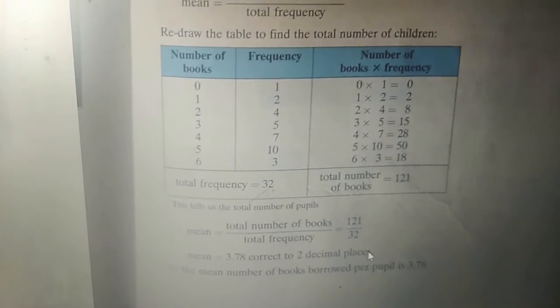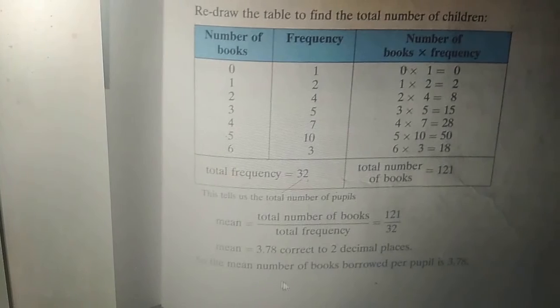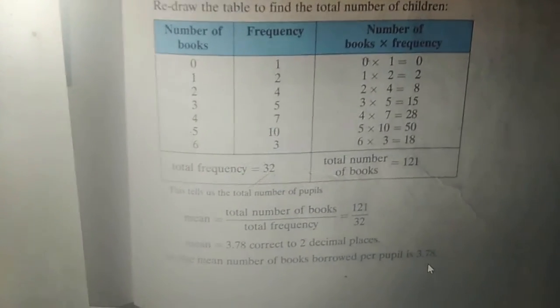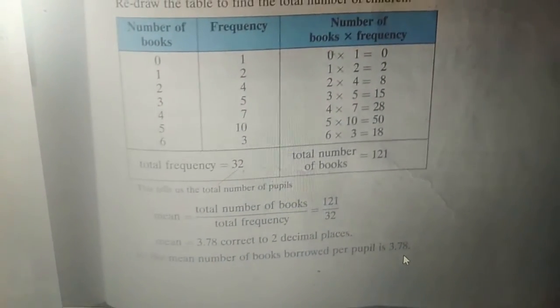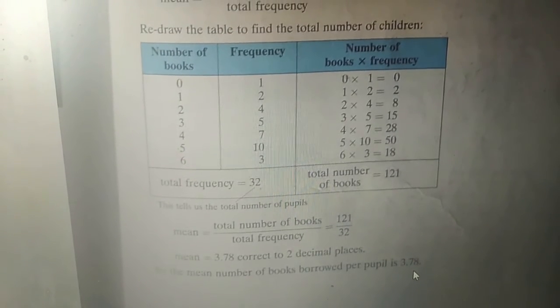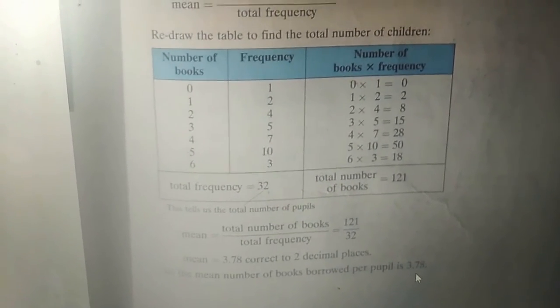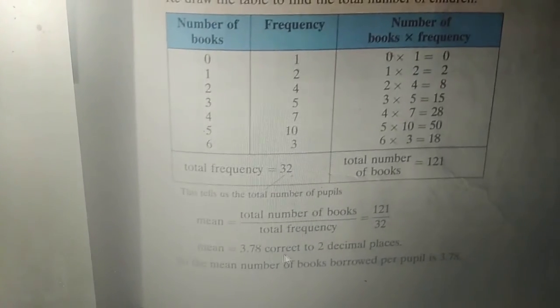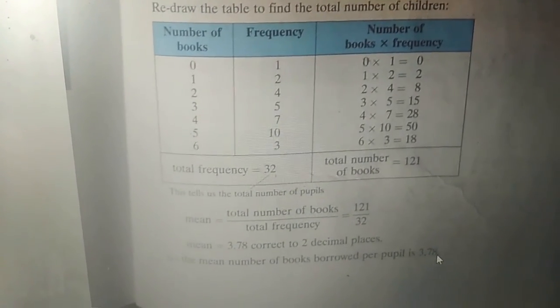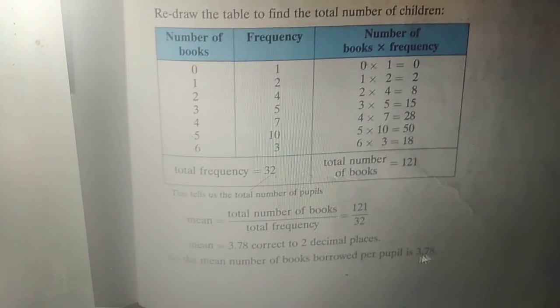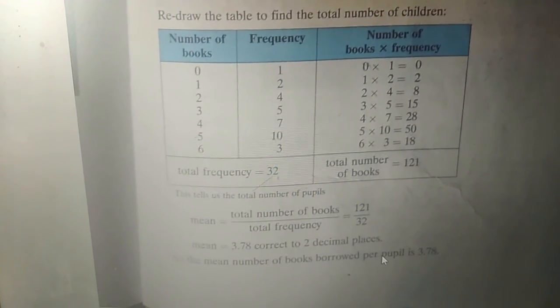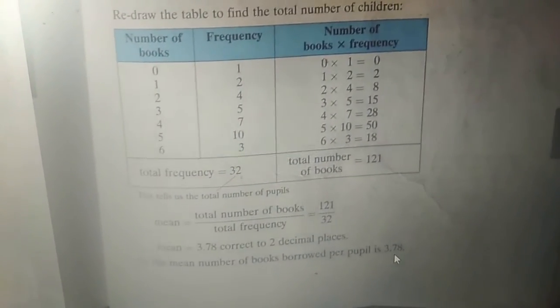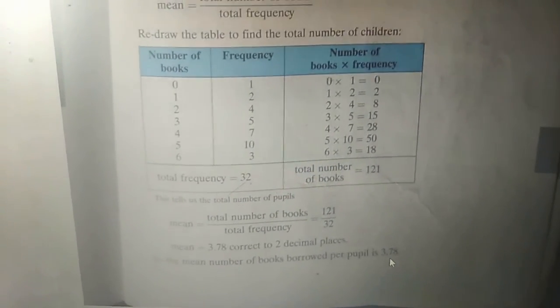So the mean number of books borrowed per pupil is 3.78. It means that each student, or each pupil, has borrowed about 3.78 books.